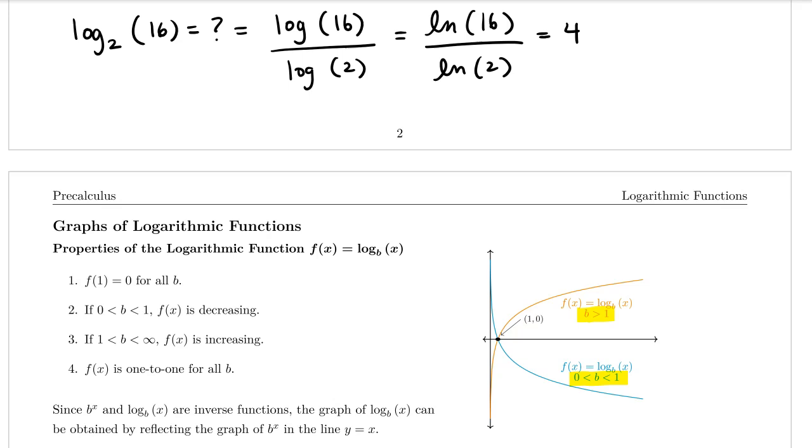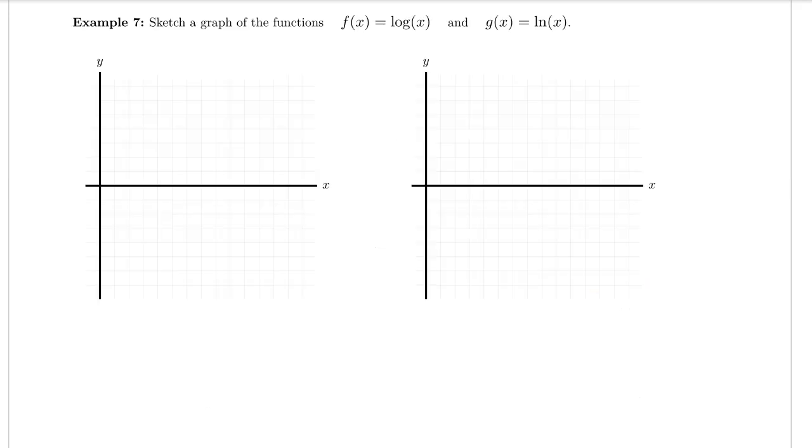Example 7 says sketch a graph of the functions f of x equals log of x and g of x equals the natural log of x. Let's start off with f. So if I don't know what the graph of a function looks like, sometimes making a table is helpful. If I were to plug in 0, then that's actually going to end up being undefined. And you can see that if you were to plug that into your calculator. And we said earlier that we can only plug in positive numbers into our logarithms.